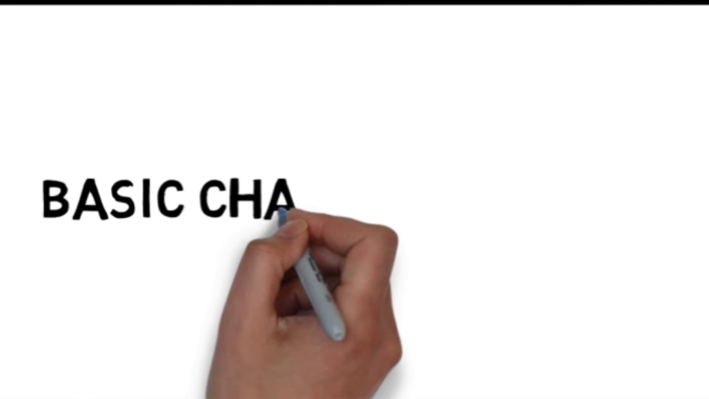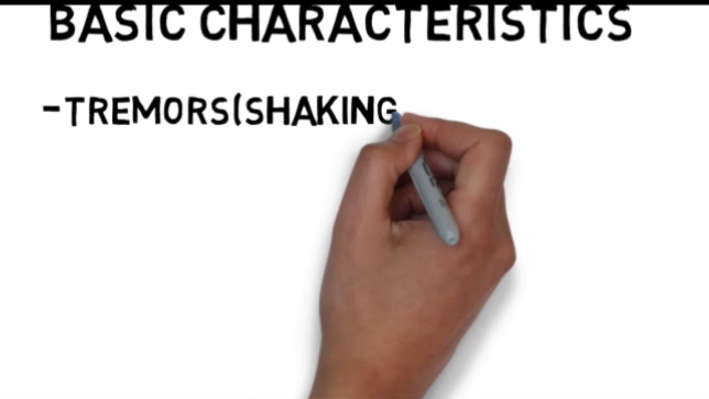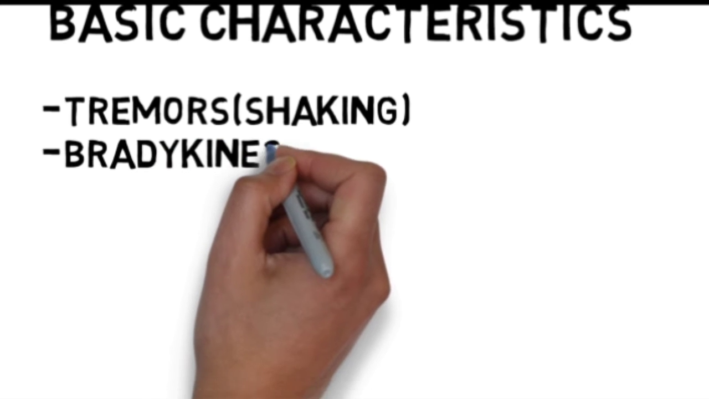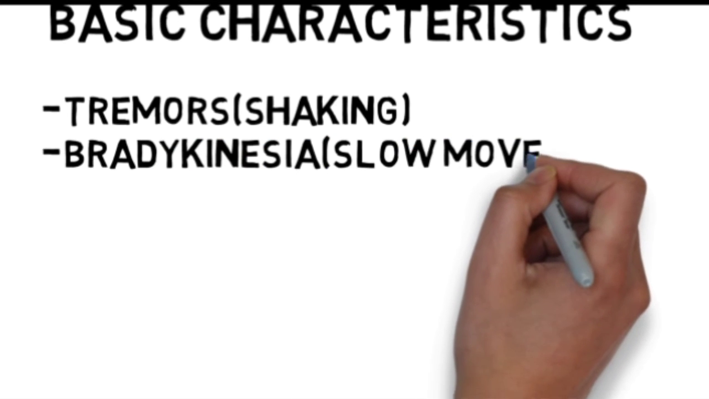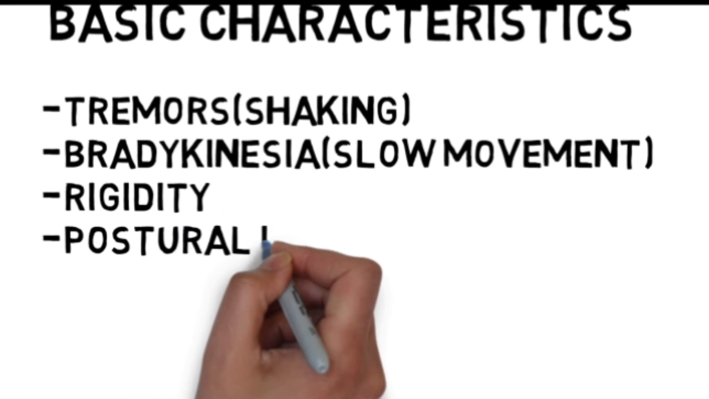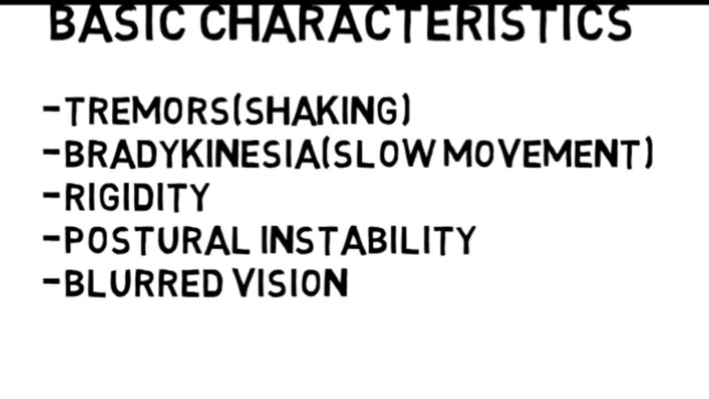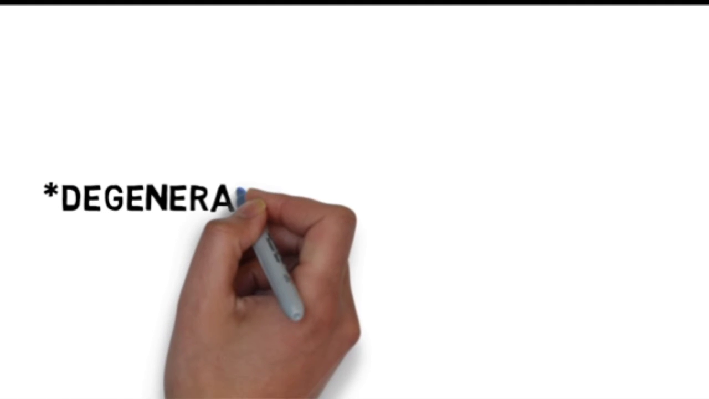Some of the basic characteristics of Parkinson's disease are tremor, that is shaking, bradykinesia, that is slow movement, rigidity, postural instability, and blurred vision. As I said earlier, it is a neurodegenerative disorder, and occurs due to the degeneration of basal ganglia.